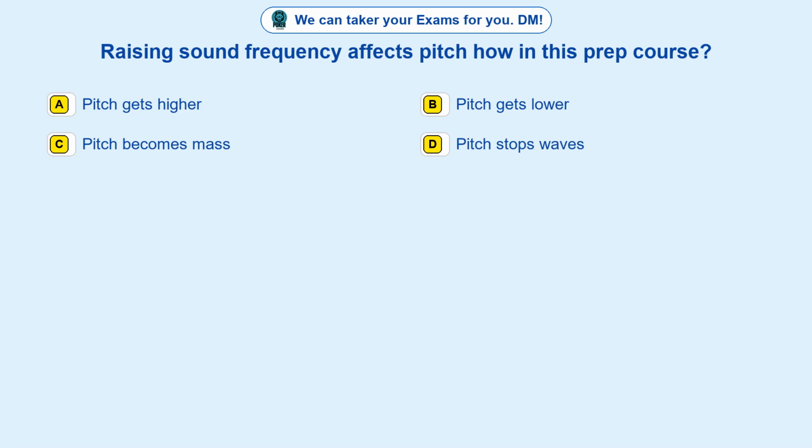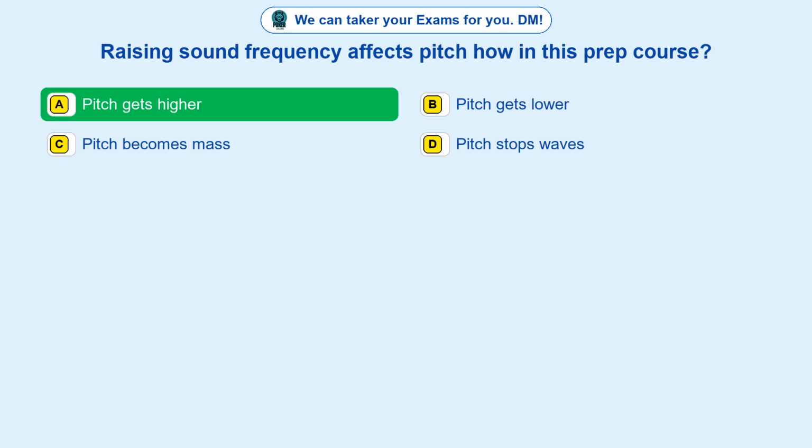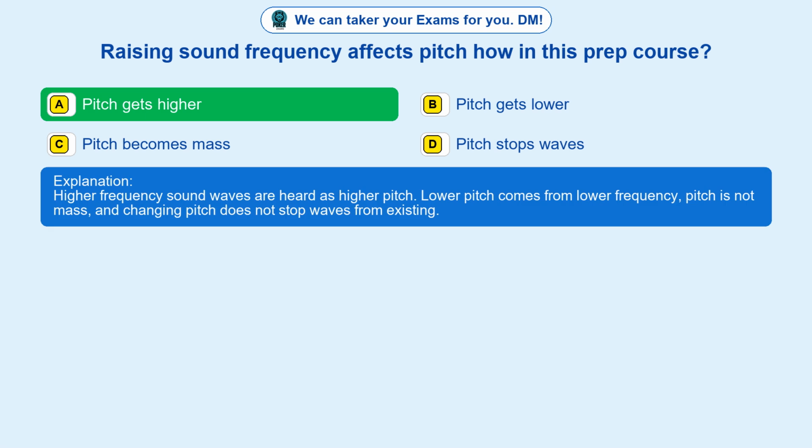Question 67. Raising sound frequency affects pitch how in this prep course? Option A, pitch gets higher. Option B, pitch gets lower. Option C, pitch becomes mass. Option D, pitch stops waves. The correct answer is option A. Pitch gets higher. Higher frequency sound waves are heard as higher pitch. Lower pitch comes from lower frequency, pitch is not mass, and changing pitch does not stop waves from existing.